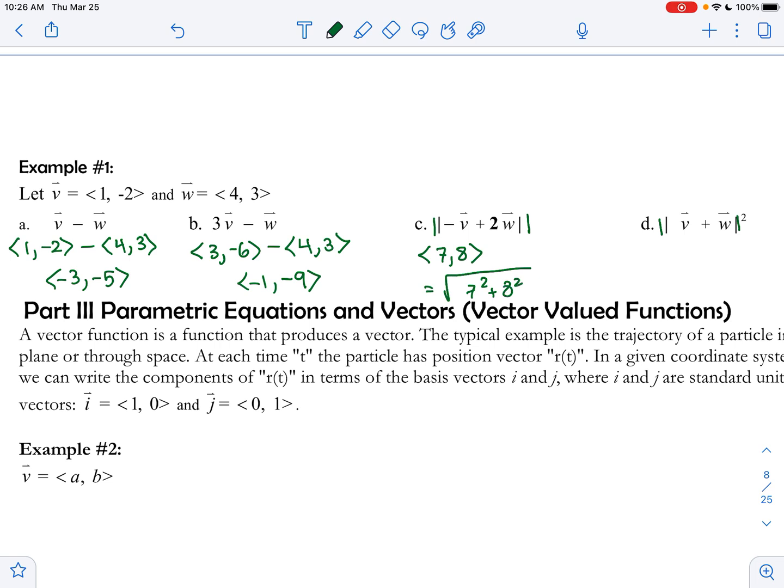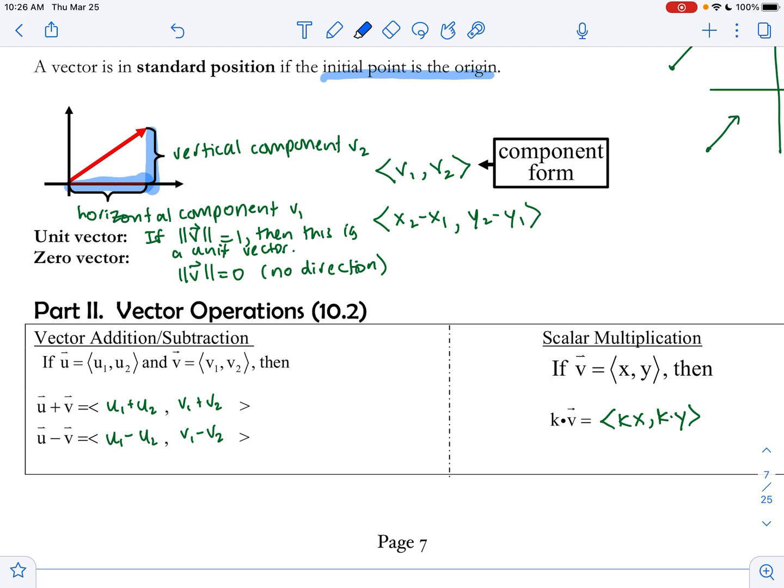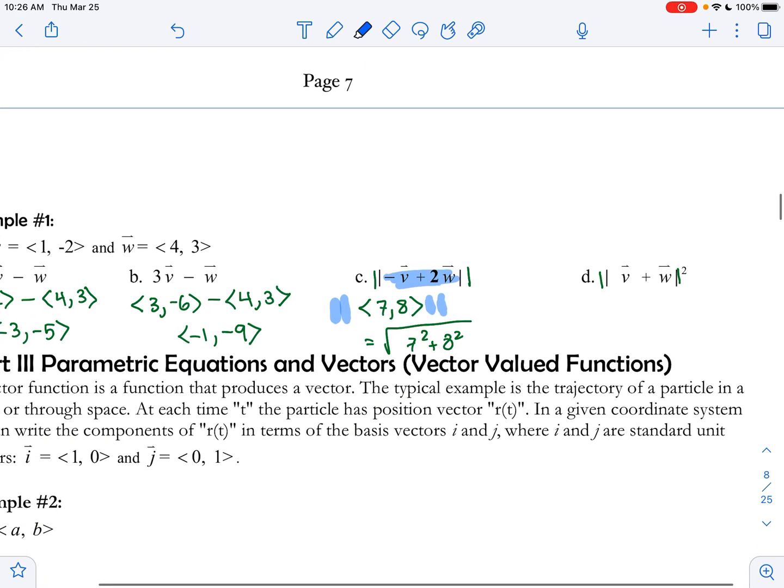So 7, 8 is the new vector after you first complete the negative. You always want to do what's inside first. So distribute the negative to v and then double w, and then combine the two vectors to get 7, 8 as your new vector. If I then ask to find the magnitude of 7, 8, I would square the horizontal component and square the vertical component, because those are the legs of my triangle. Looking back on the next page, it would represent this and this that I'm squaring, basically applying the Pythagorean theorem to get the square root of 113. If you can, try D and double check your work.